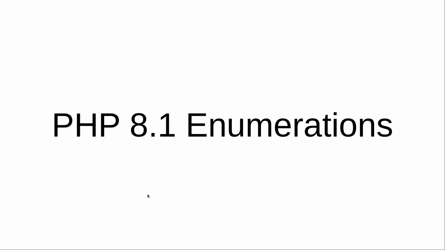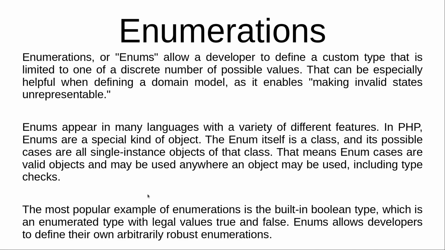In this video training, we will be learning about enumerations. Enumerations or enums allow a developer to define a custom type that is limited to one of a discrete number of possible values. That can be especially helpful when defining a domain model as it enables making invalid states unrepresentable.